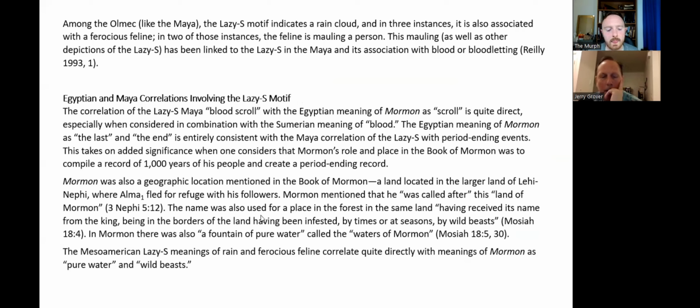I'm not going to go into it here, but I do show that in Sumerian, if you take that name, it also means wild beast, some sort of wild beasts, which is talked about adjacent to the waters of Mormon. Wild beasts inhabited the land periodically. So, just another kind of Mesoamerican correlation. The glyph actually has those meanings in Mesoamerica.